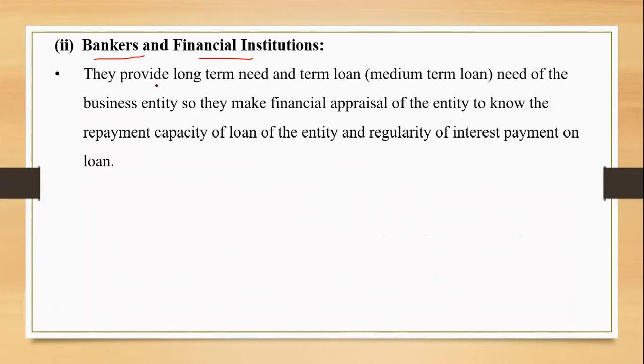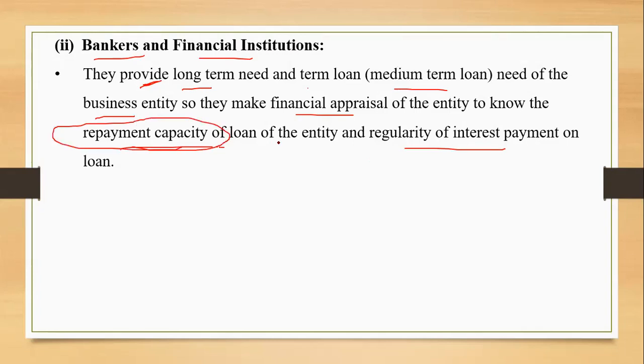Bankers and financial institutions basically provide long-term, short-term or medium-term loans to the business entity so that they can make a financial appraisal of the entity to know the repayment capacity of the loan and the regularity of the interest payment. So these are the two things I was telling you: repayment capacity of the loan and regularity of interest payment on the loan. These are the two objectives of these bankers and financial institutions.